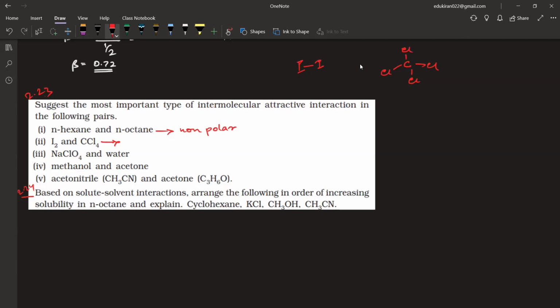Now, Akshay, what do you think? Polar or non-polar? Non-polar. Non-polar, very good. So again, non-polar means dispersion, London dispersion forces or dispersion forces. Here also it will be dispersion.